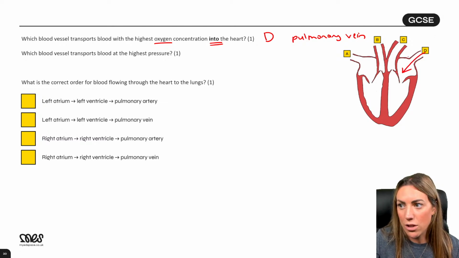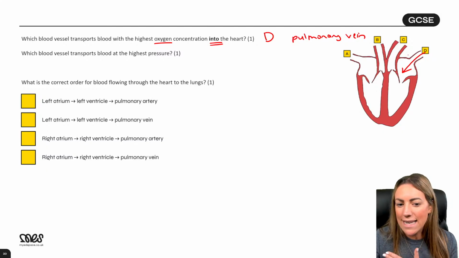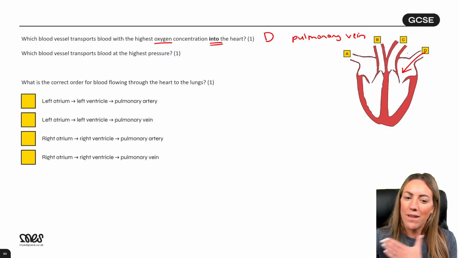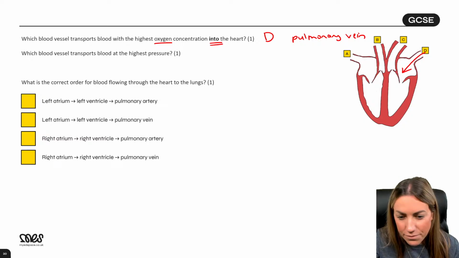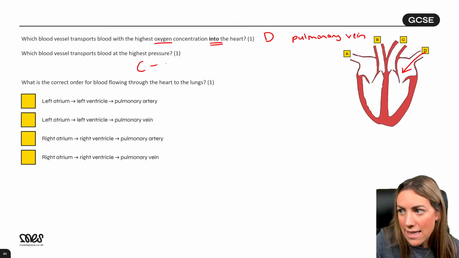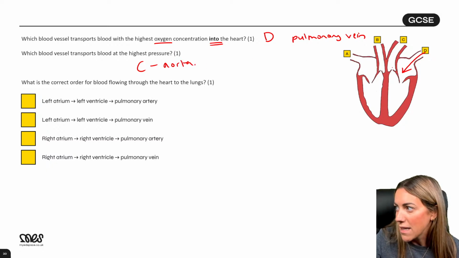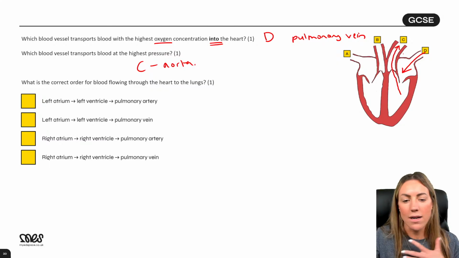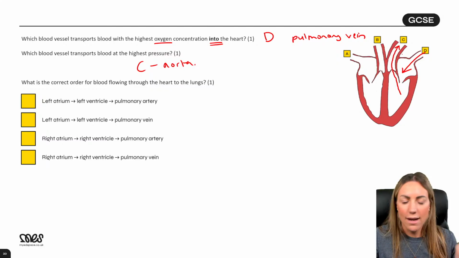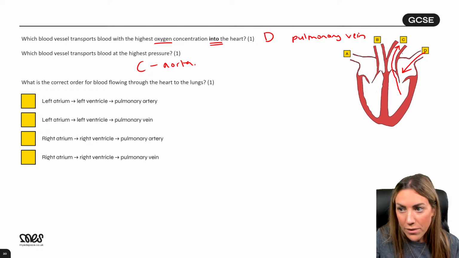Which blood vessel transports blood at the highest pressure? I think that one's a little bit easier, especially because we've just talked about the left ventricle having a thicker wall, contracting with more force. Yeah, that would be C. That would be the aorta, because the blood is going to leave the left ventricle oxygenated now, because it's the left side of the heart. It's going to go out through the aorta, higher pressure, because the left ventricle has a thicker muscular wall.